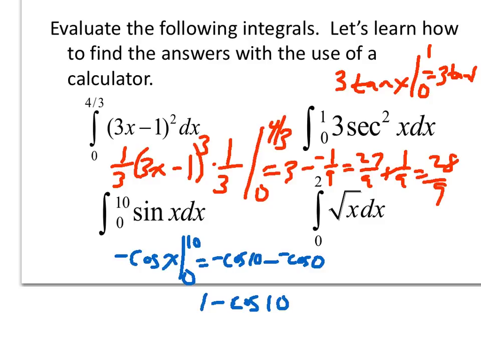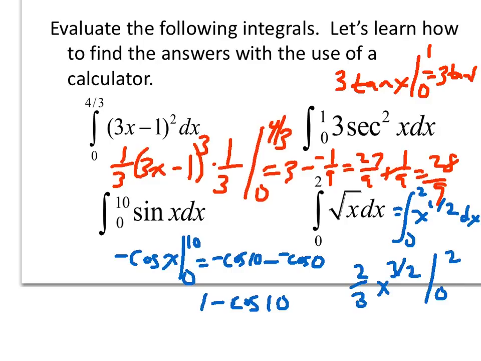And this last problem here, remember the square root of x is the same as x to the 1/2 power. So if I apply the fundamental theorem to this, I get 2/3 x to the 3/2 power, evaluated from 0 to 2. Again, I don't really have to plug 0 in here because this will come out 0, but when I plug 2 in there, I'll get 2/3 times 2 to the 3/2 power. And we'll see what this looks like, okay?